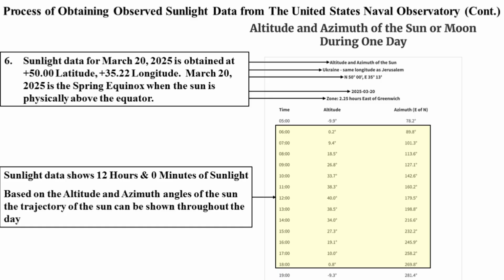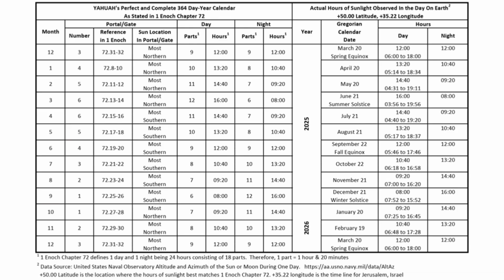Based on the altitude and azimuth angles of the Sun, the trajectory of the Sun can be shown throughout the day. This same 6-step process is followed for all Gregorian calendar dates in this presentation. The right side of this table provides summary data of the actual hours of sunlight observed in the day on the Earth for the Gregorian calendar date shown, which were obtained using the 6-step process as previously mentioned from the United States Naval Observatory altitude and azimuth of the Sun or Moon during one day.